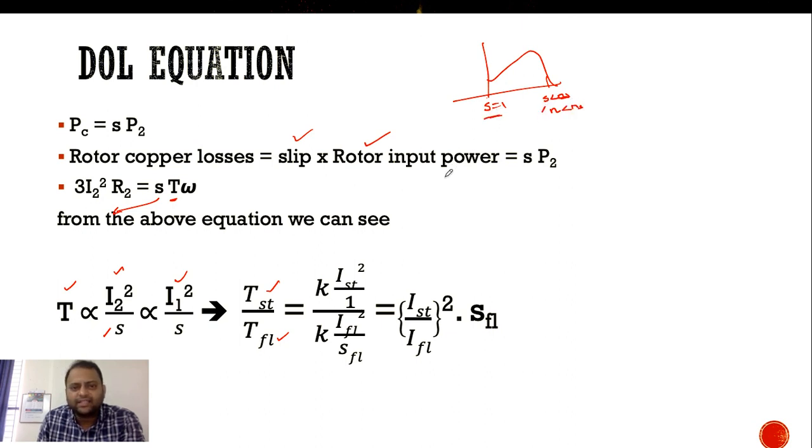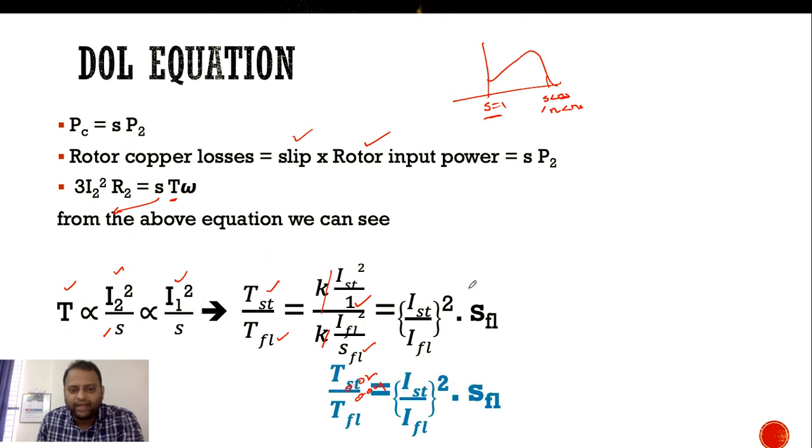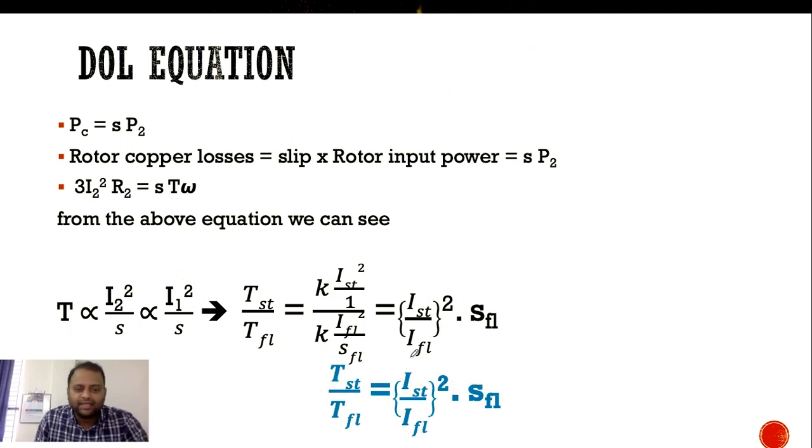But at starting the slip is 1. So if I substitute slip equal to 1 here, and this is the full load slip, which will be around 0.02 or 0.04, something like that. Okay, so when I substitute into the equation, K gets cancelled. And then the full load will be in the denominator, the starting in the numerator, and this slip at full load will go to the numerator, and there is a square part. That's why the final equation becomes something like this: TST divided by TFL equals IST by IFL whole square times SFL. So this is the way the direct online starter works, and these are the torque equations of the direct online starter. Thank you.